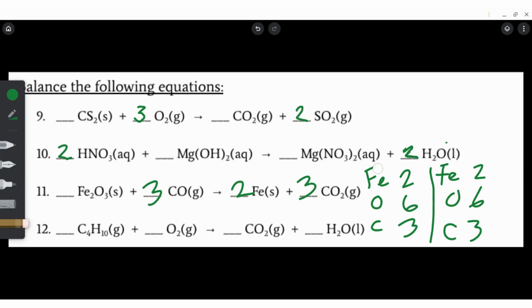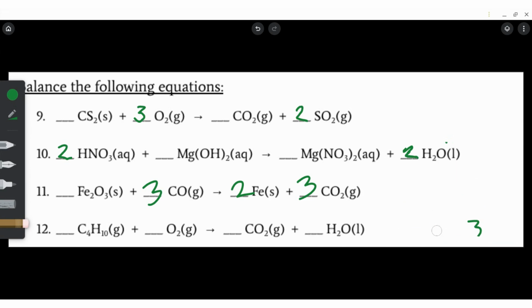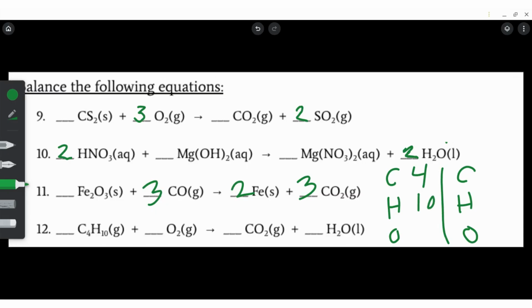Okay, moving on to our last one, this combustion reaction where we are combusting, I think, butane. Again, we've got C, H, and O on both sides. Those are the only elements that we are dealing with. Starting to count them up, we've got 4 carbons on the reactant side, 10 hydrogens and 2 oxygen. And then on the product side, we have 1 carbon, 2 hydrogen, and 3 oxygen.